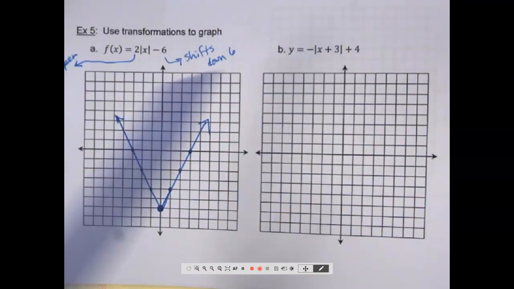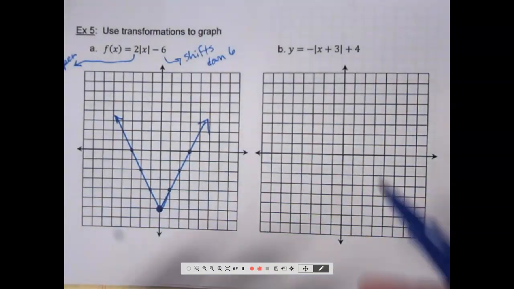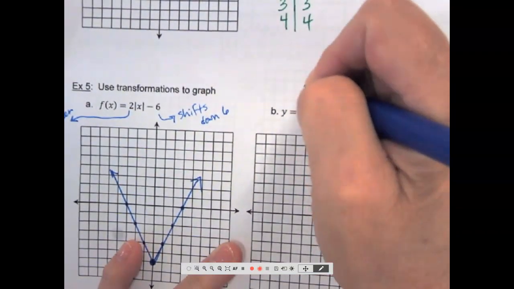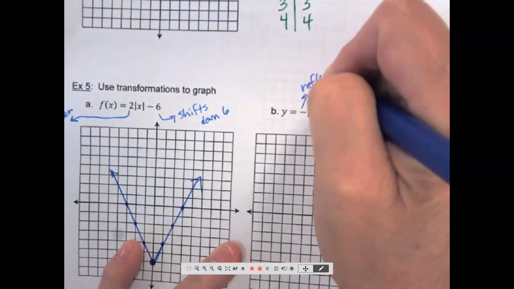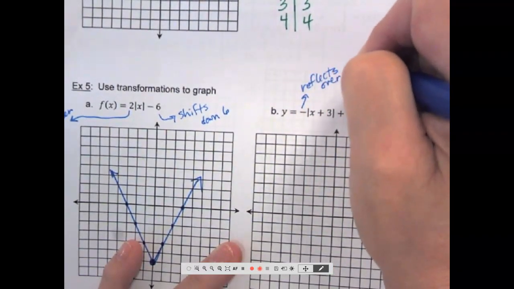I have a negative out in front. What is that going to do to the graph? Upside down. Okay, what's a fancy way of saying that? What am I doing? Reflecting over the x-axis. There we go. It reflects over the x-axis.